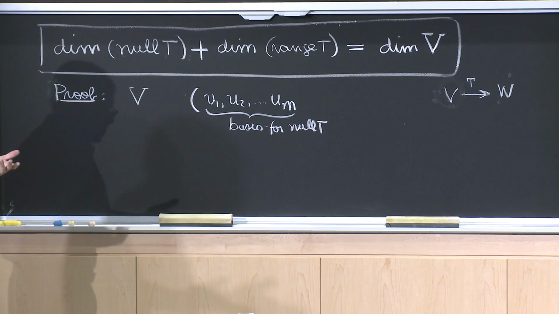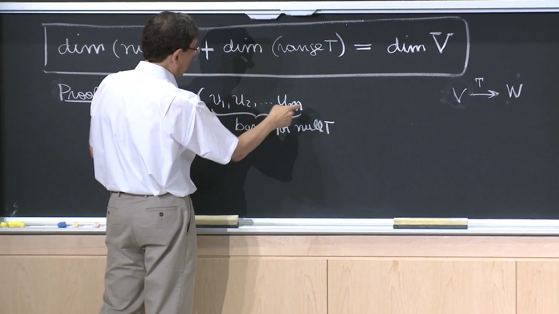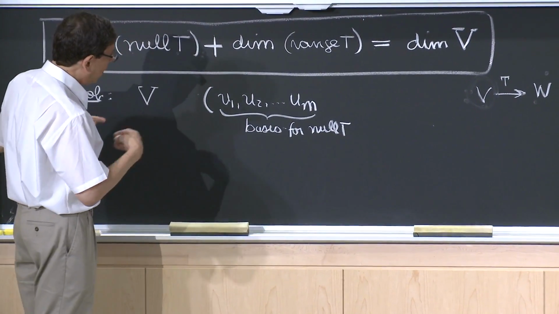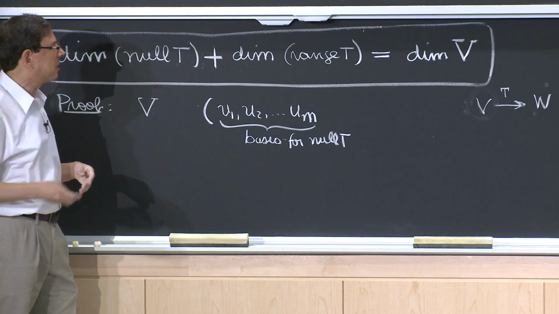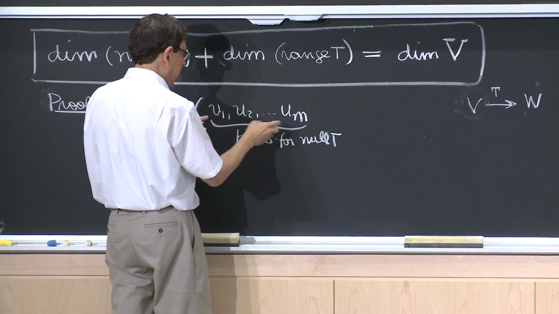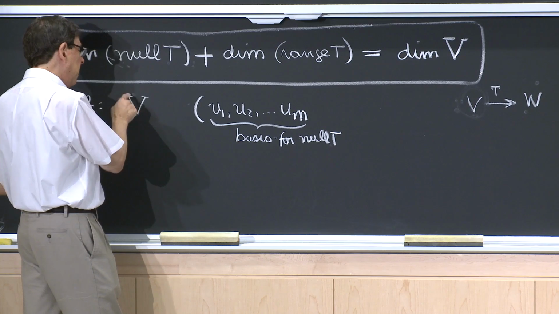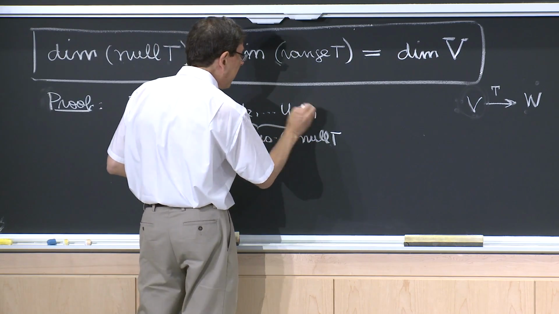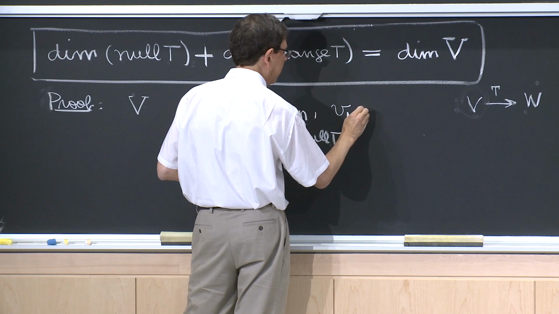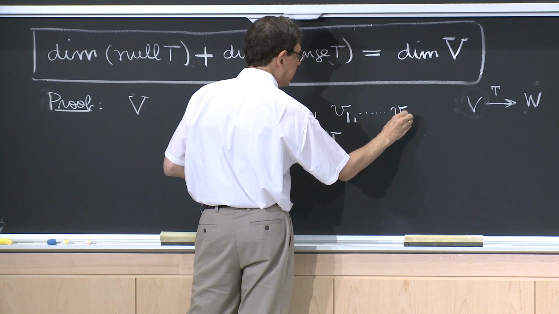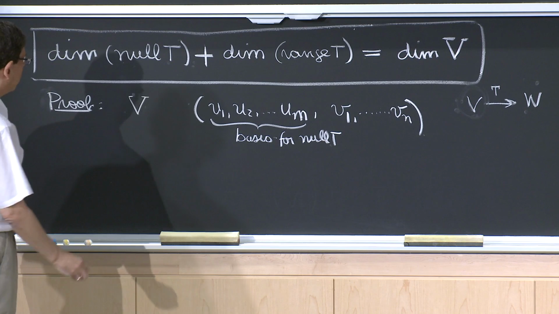It's a vector subspace of V, therefore this is still a basis for the vector space V. But it's not the full basis because the null space might be much smaller than V. So if this is a basis for null T, they are linearly independent, certainly within V, and therefore it can be upgraded to a basis for the whole vector space by adding vectors V1 up to V, say, N. And then you would have a basis for V.